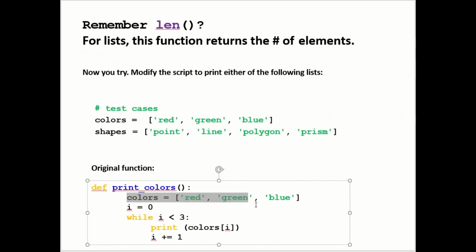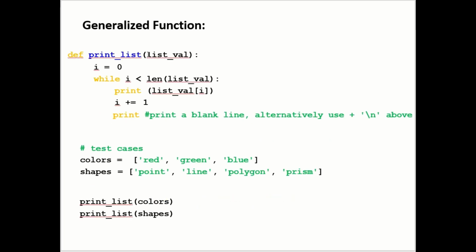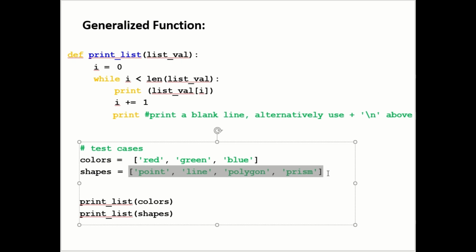So this colors is bumped out of the function. Instead, we have a list as a parameter. We still have that initialized looping variable. Instead of a 3, we have the length of the list value. Print list value i, and then increment i. So now the function will work for our 3 element colors. It'll also work to print out all of these shapes.